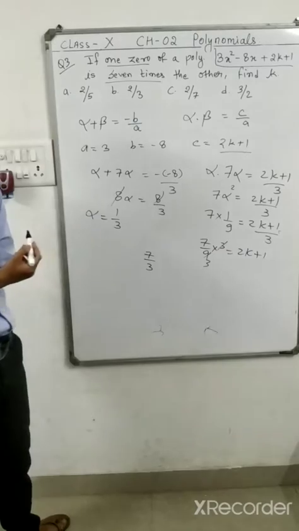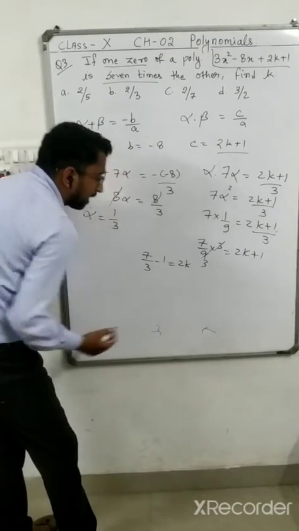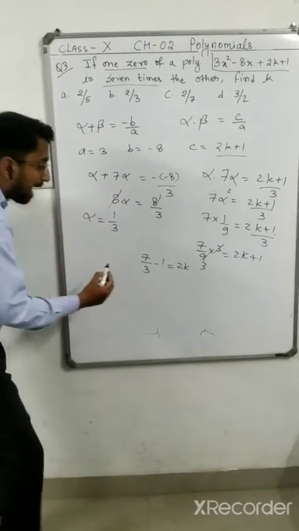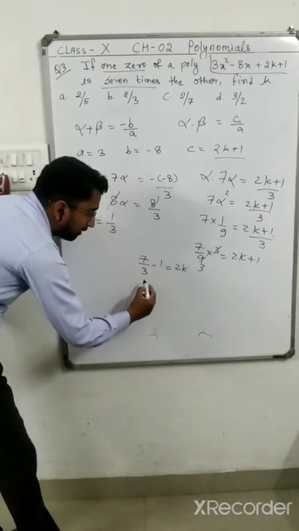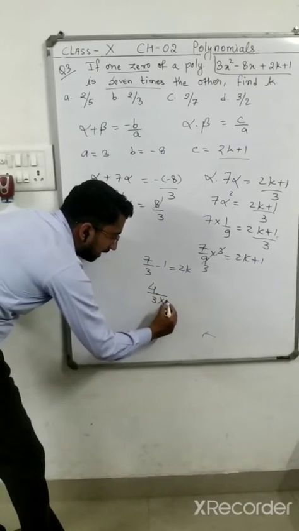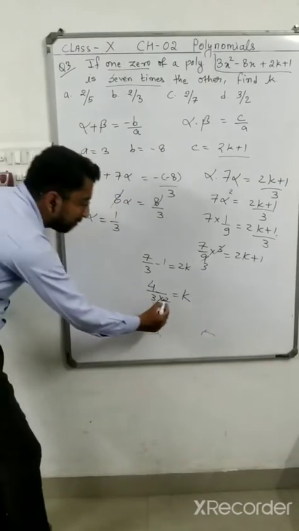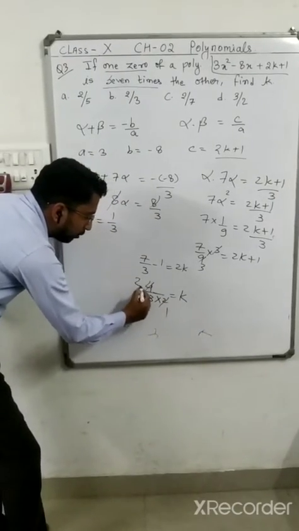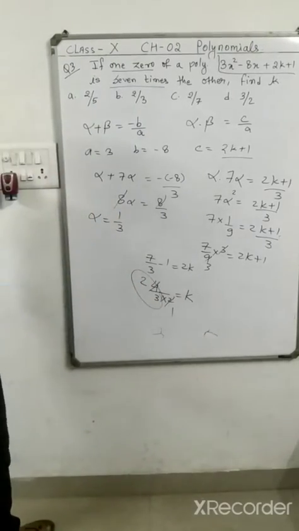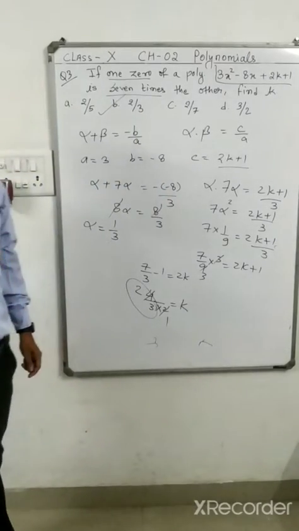That plus 1 will come this side. So minus 1 equals 2k. You can see 3 ones are 3. If I take LCM, I will be left with 7 minus 3, 4 by 3, and that 2 will come in the denominator. I am left with k. So you can see if I cancel 2 ones and 2 twos, my final value is 2 by 3, which is your option number B.